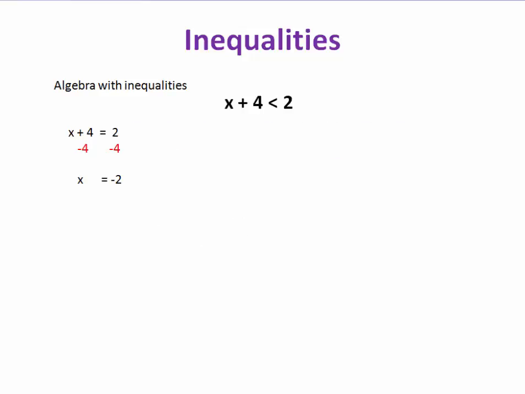Algebra with inequalities. If we're going to do our algebra, try and think of it as equals first, to make it easier, and then just continue with the inequality. So if we have x plus 4 is less than 2, think of it first of all as x plus 4 equals 2. What would we do? Minus 4 on each side if we're asked to solve this. So remember to do what we did on this side to the other side of the equal sign. So minus 4 gets rid of the plus 4. We've got x. 2 minus 4 is minus 2.